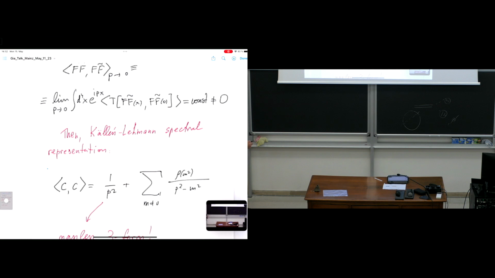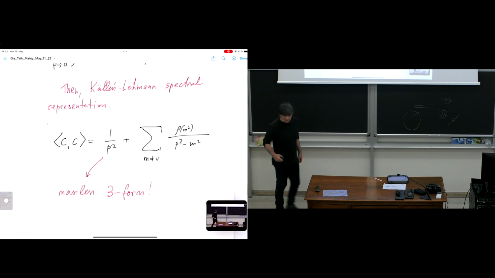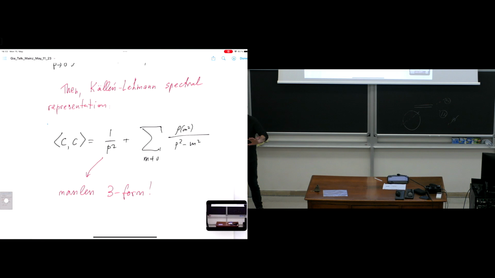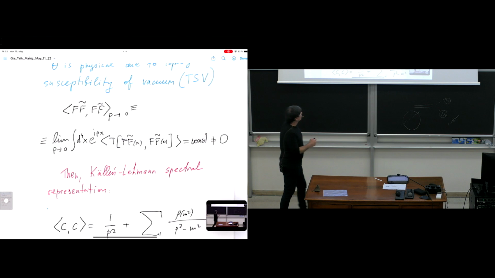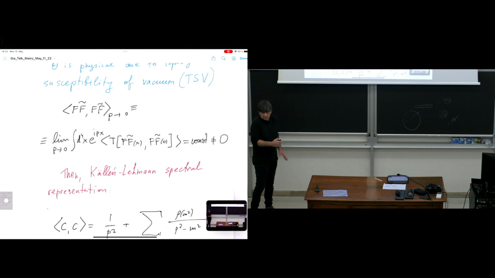implies that, remember, FF dual was the derivative of this Chern-Simons three form. Therefore, it implies that the spectral representation of the correlator of two Chern-Simons three forms, the Källén-Lehmann spectral representation, necessarily has a massless pole. It has a pole at p squared equals zero. So in other words, because of whatever reasons, one obvious candidate being instantons, whoever contributes to this correlator, we know certainly that instantons do contribute, but there may be other sources. There could even be some beyond-QCD sources that contribute to that correlator.